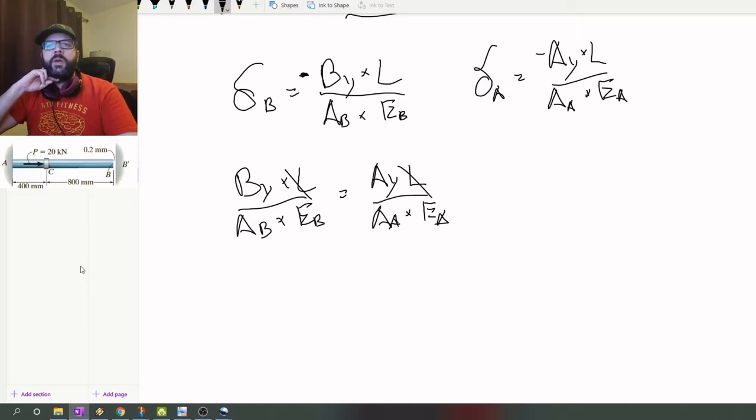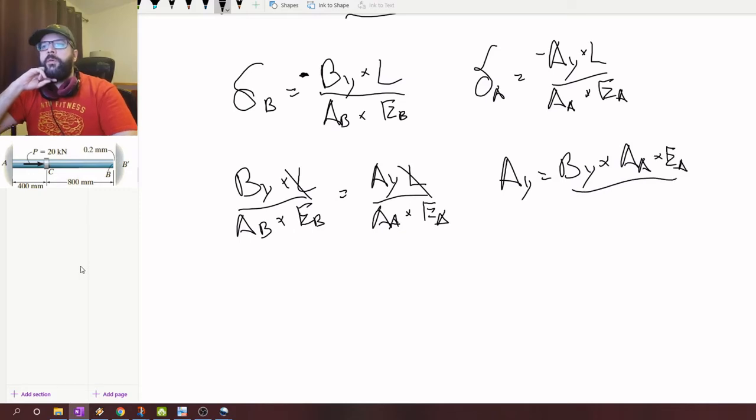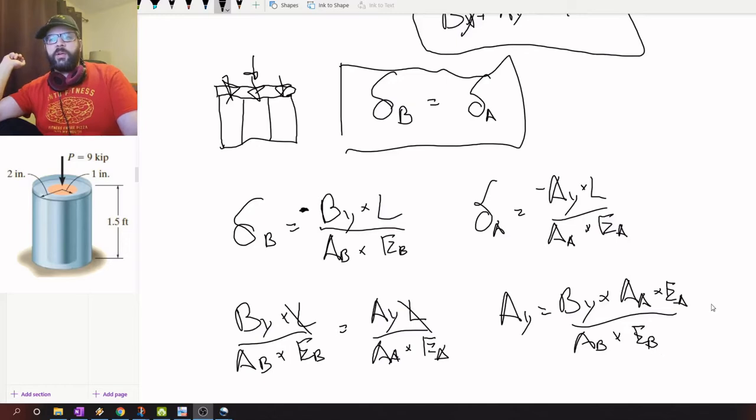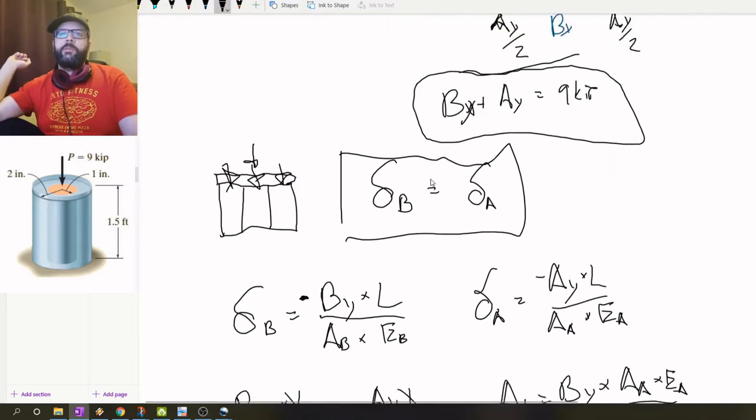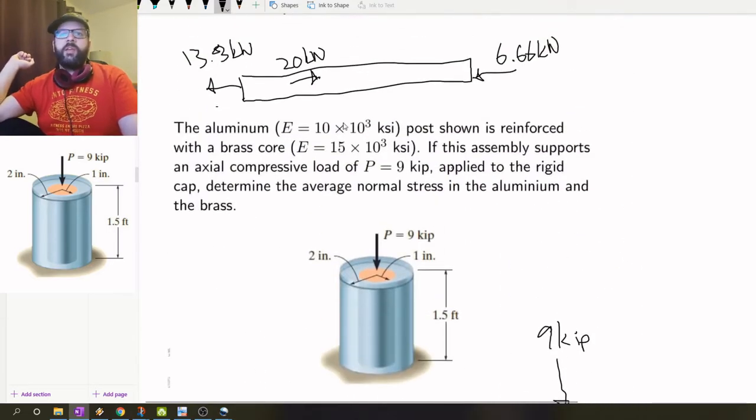So if we want to solve for one in terms of the other, let's solve for AY. AY is just going to be equal to BY times A aluminum times E aluminum over A brass times E brass. Let's start with the Young's moduli. I've got the Young's modulus for the aluminum divided by the Young's modulus for the brass, so we just really need to know the ratio between the two. That was given in the problem.